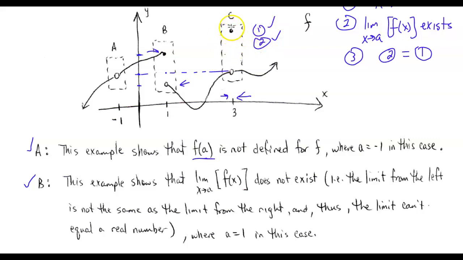But we see that the y value for this point and the limit, or the y value that this function is acting like it's trying to approach, are different. And so for that reason, we see that criterion number 3 is violated. And so that's an example of what it would look like if we were to violate that particular criterion.